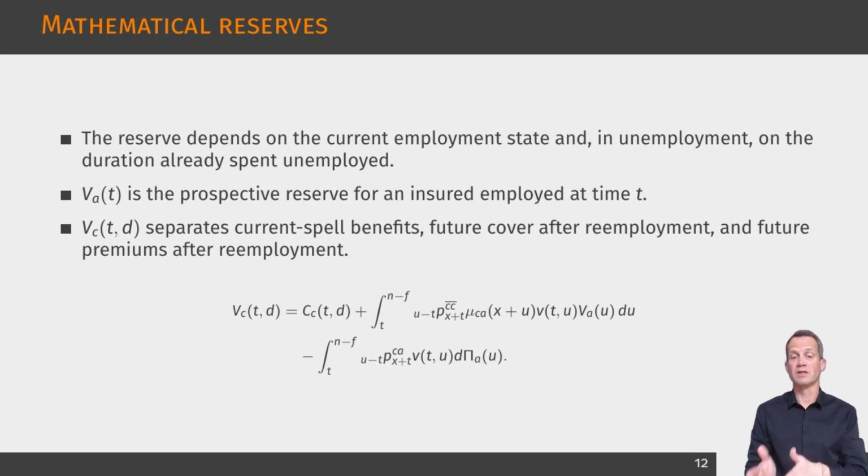This decomposition is actuarially useful because it separates the value of the current claim from the value of future insurance coverage. It also shows why duration-dependent benefits make the reserve structure more complex than in the basic single life model.